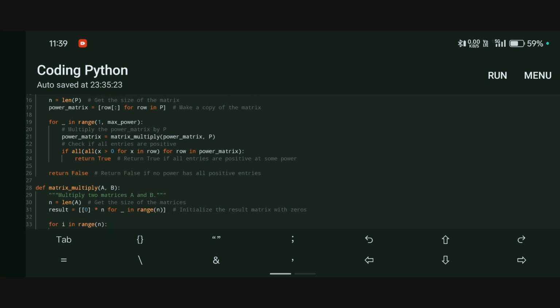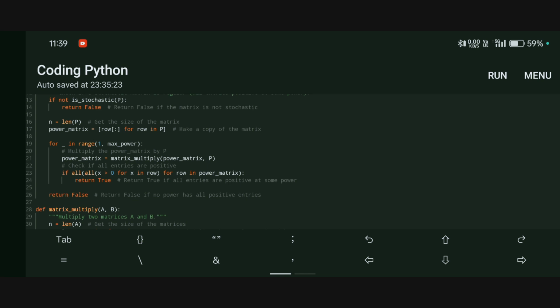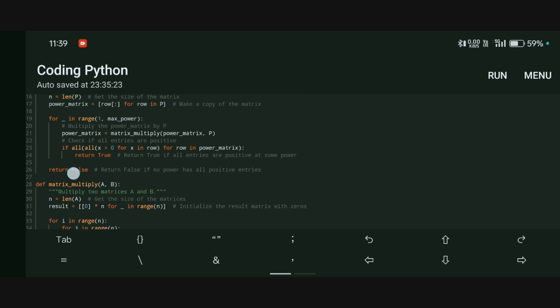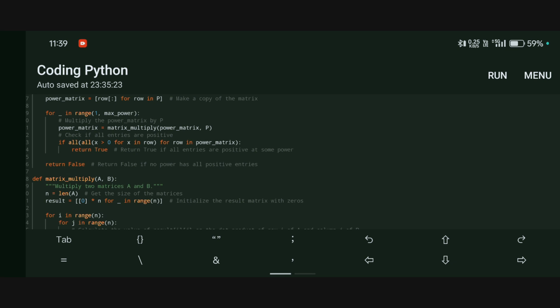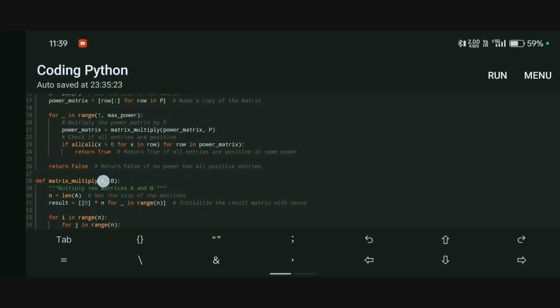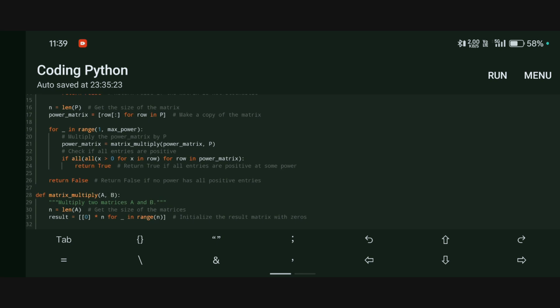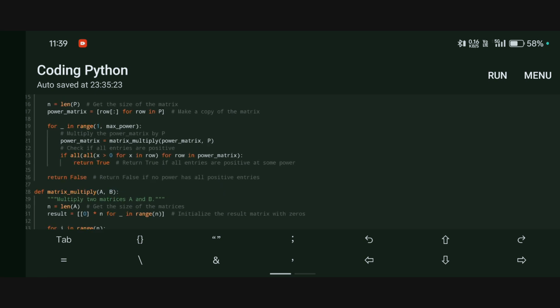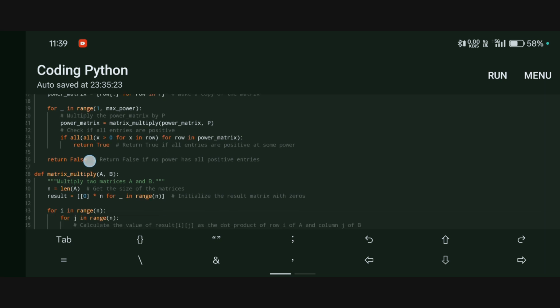So we should multiply the two matrices. We can use a range function for loop from 1 up to max power, which means 100; we take 100 as the max power in the above function. Power matrix is equal to matrix multiply. Matrix multiply is another function used for matrix multiplication, and we can use it in the above. Power matrix is equal to the copy matrix. Power matrix itself is equal to matrix multiply of power matrix and the previous matrix P.